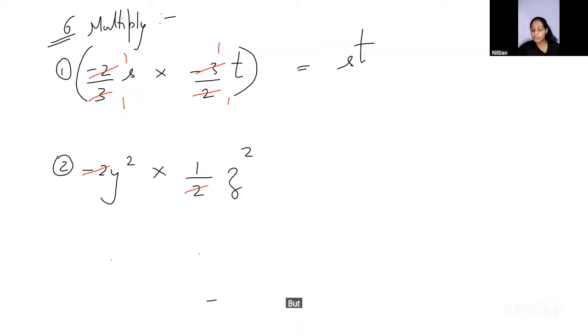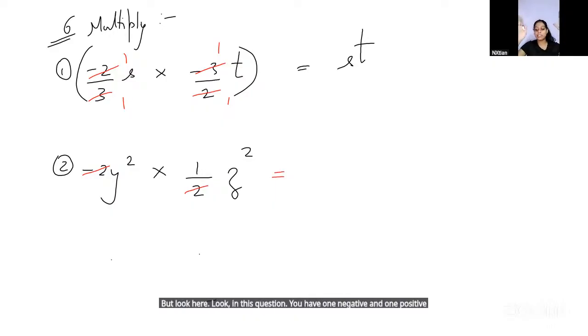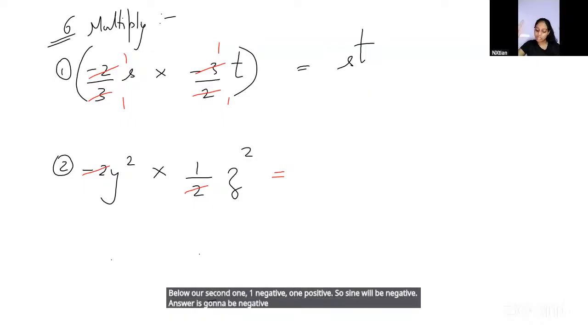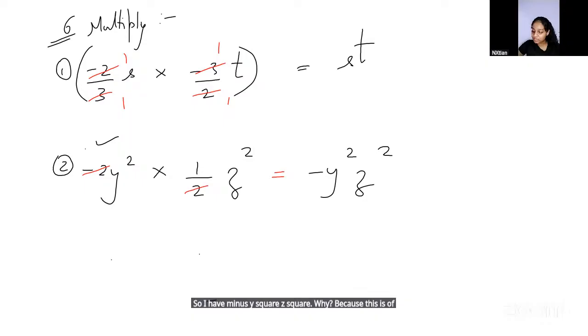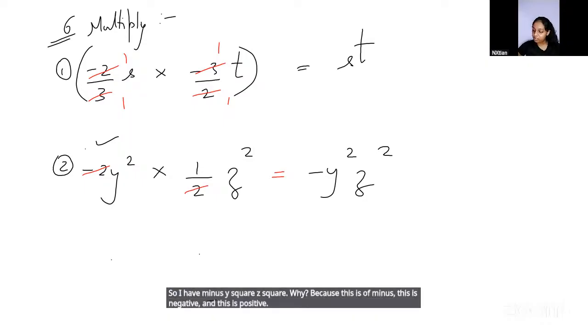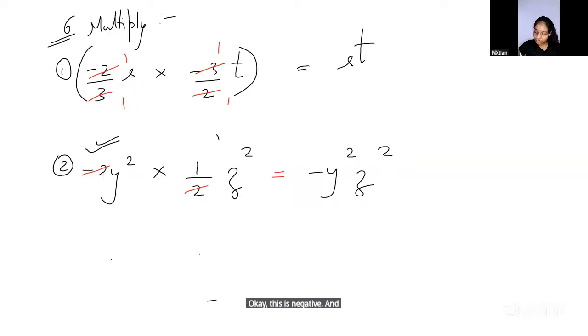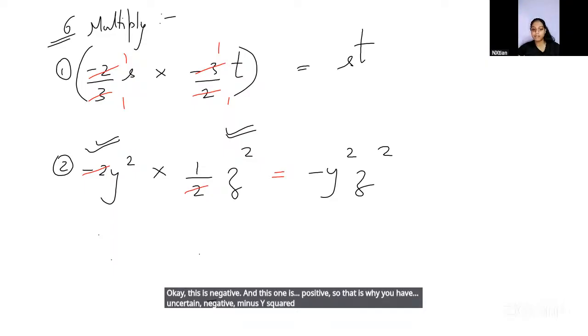But look here. In this question, you have one negative and one positive. In the above one, both were negative. Below, one is negative and one is positive, so the answer is going to be negative, because minus times plus is minus. So I have minus y square z square. Understood, Abraham?